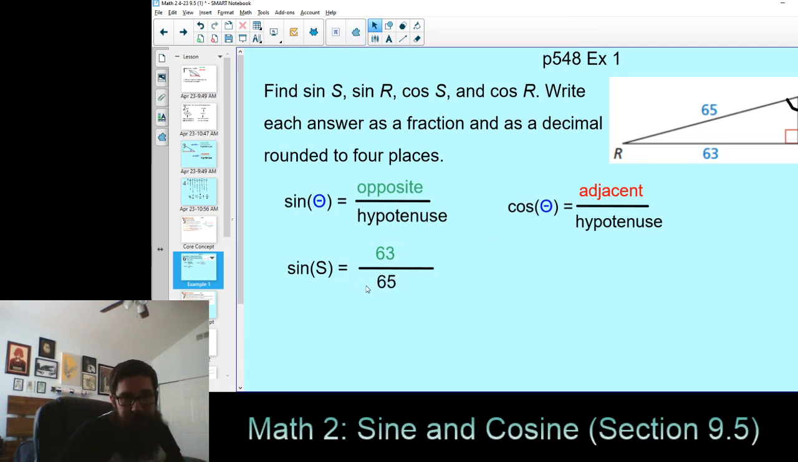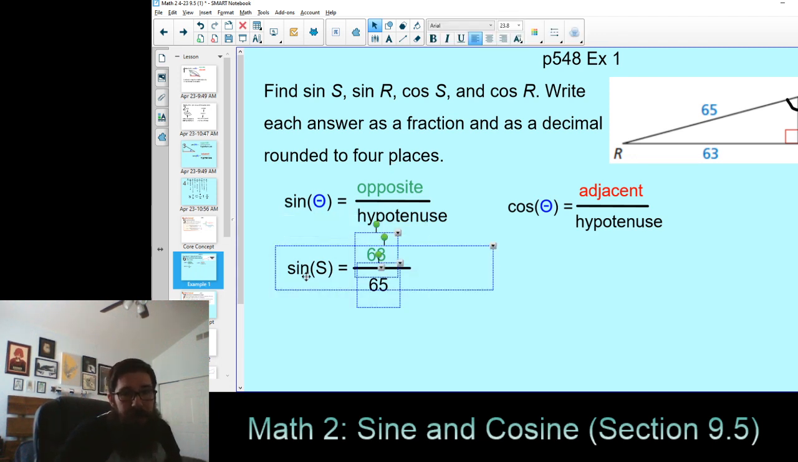Now, can we reduce this at all? Not really. That guy can be divided by 3, this guy can't. That guy can't be divided by 5. There's your sine ratio. Sine of S is 63 over 65. There's not too much we can really do with it. I'm just double checking here that, yeah, 13 is not going to work with the 63. Nothing we can do. 63 65ths doesn't reduce. Okay, that's sine of S.